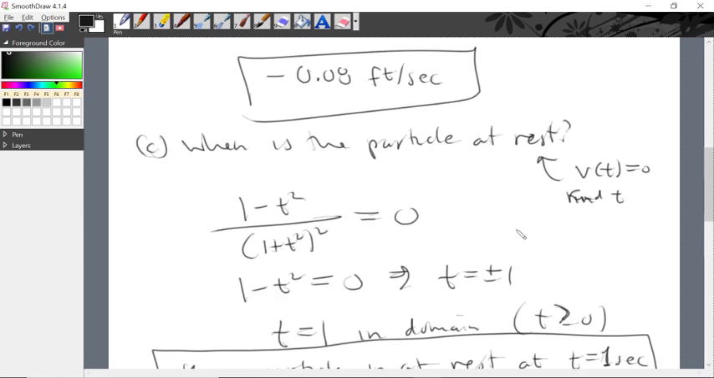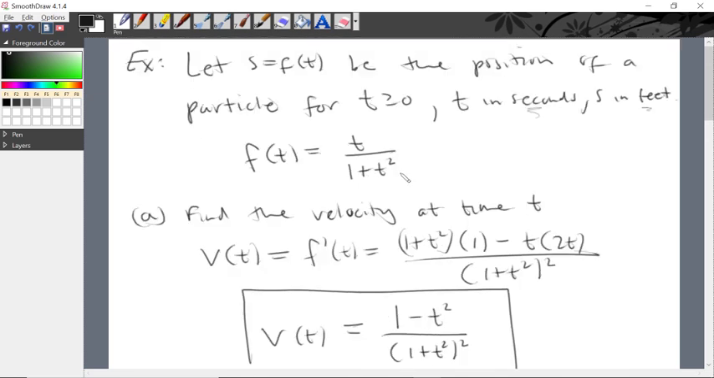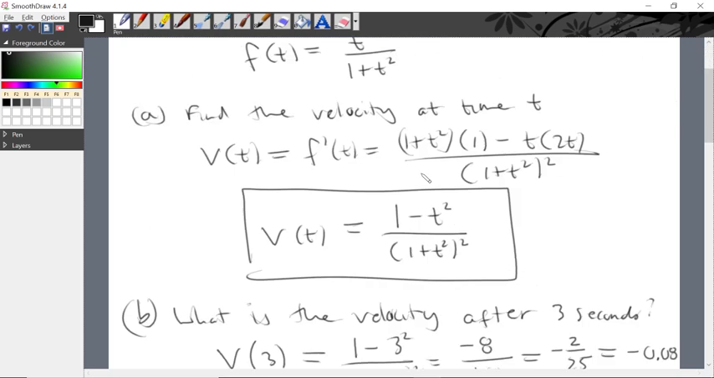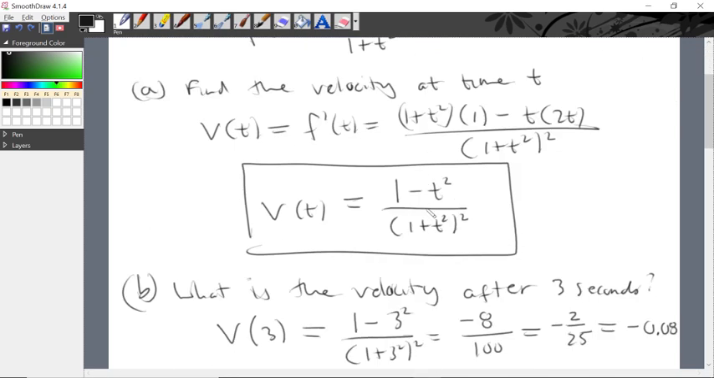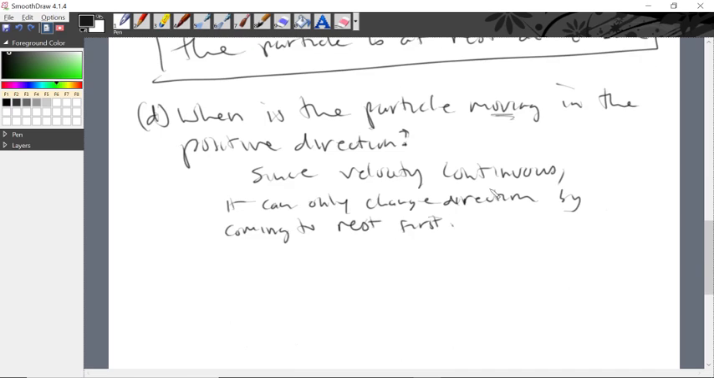How do we know the velocity function is continuous, by the way? Look at it. It is built up out of the ratio of continuous functions. The denominator is never equal to 0. The given domain is t greater than or equal to 0 nonetheless. We know that this is continuous over its entire domain, as we've discussed earlier in this course. So continuity is helpful to us here. Since the velocity is a continuous function, it can only change direction by coming to rest first.